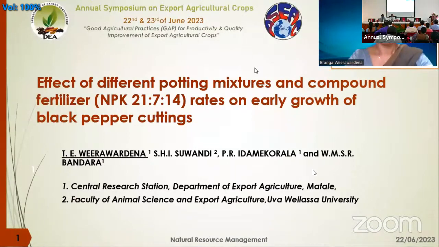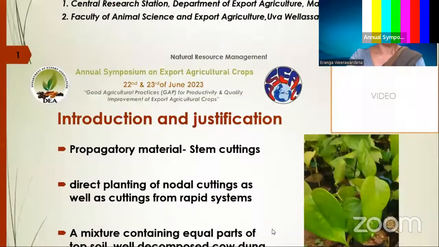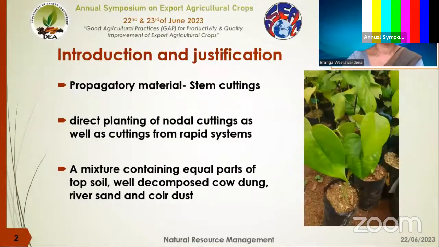Good morning. The title of my research presentation is the effect of different potting mixtures and compound fertilizer rates on early growth of black pepper cuttings. The propagation material of black pepper is stem cuttings. The general practice of propagation is direct planting of nodal cuttings from brown runners, as well as cuttings from practice systems, in pots containing a balanced potting mixture. That potting mixture must contain equal parts of topsoil, well decomposed cow dung, river sand and coir dust.